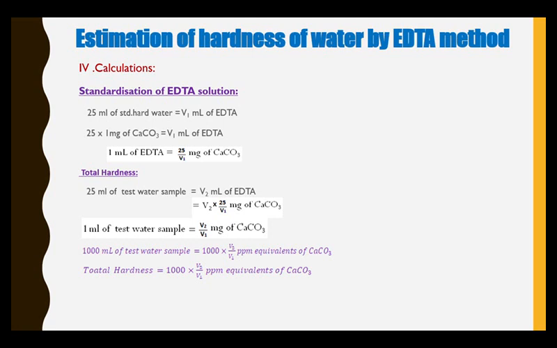So when I have 1 ml of the test water sample, which is equal to V2 by V1 milligram of calcium carbonate, then for 1000 ml, what will it be? It is 1000 into V2 by V1 ppm equivalents of calcium carbonate. Therefore total hardness is equal to 1000 into V2 by V1 ppm equivalents of calcium carbonate.